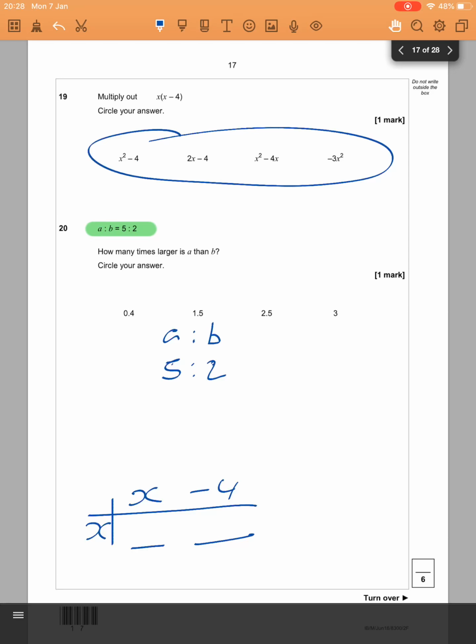And you can try out different things because you've got a calculator. So you could do 2 times 0.4. Does it give you 5? 1.5 times 2. Does it give you 5? 2.5 times 2. Does it give you 5? 3 times 2. Does it give you 5? And so on.